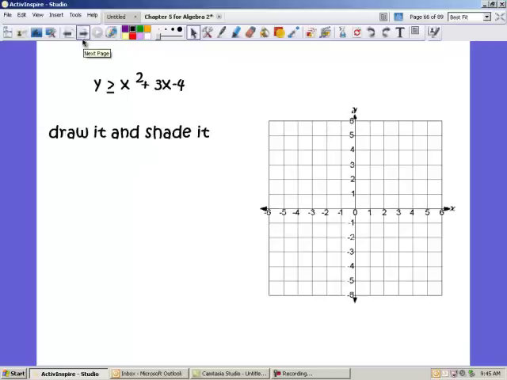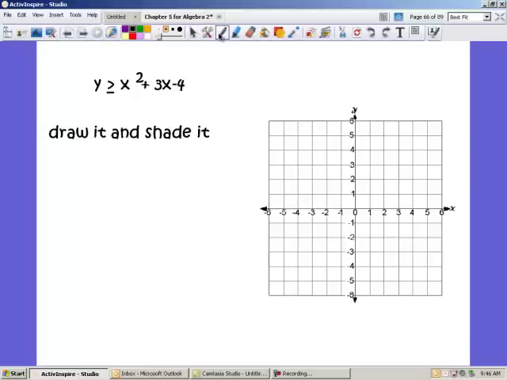You are going to want to use your graphing calculator. This will make it very easy for you to do. If not, you're going to have to resort back to the old way of making your X and Y chart or doing the negative b over 2a formula that we used in the very beginning of this chapter. So here we have y is more than or equal to x squared plus 3x minus 4.